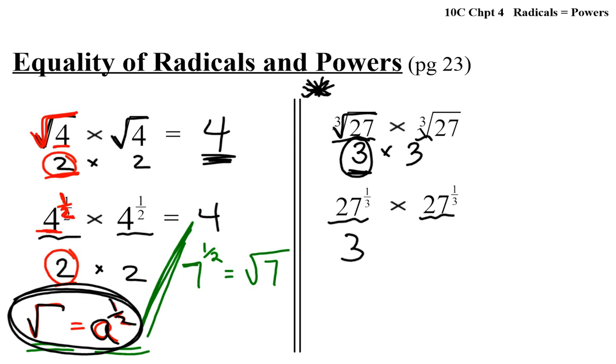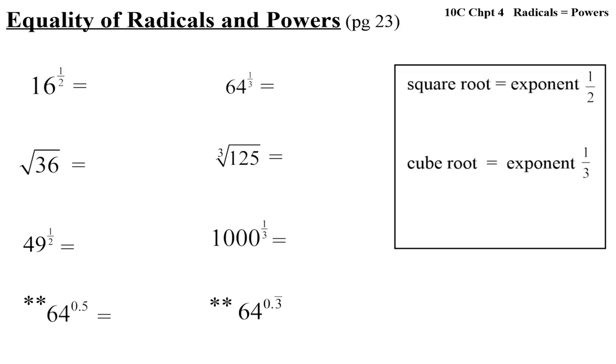27 to the 1/3, cube root of 27 is 3. 27 to the 1/3 is 3. So what does this tell us? This tells us that if I cube root something, that's the exact same thing as having that something with an exponent 1/3. That, whether you believe it or not yet, can really simplify some of our calculations.